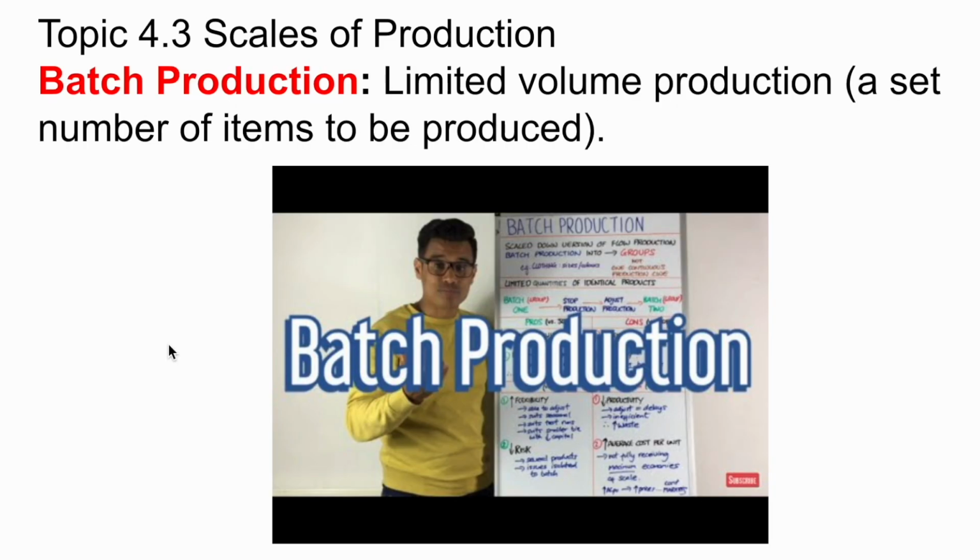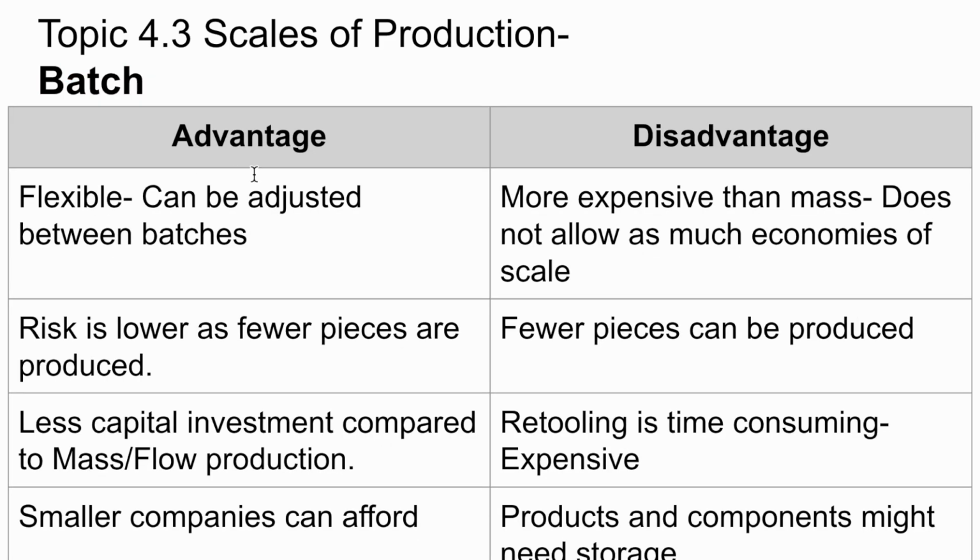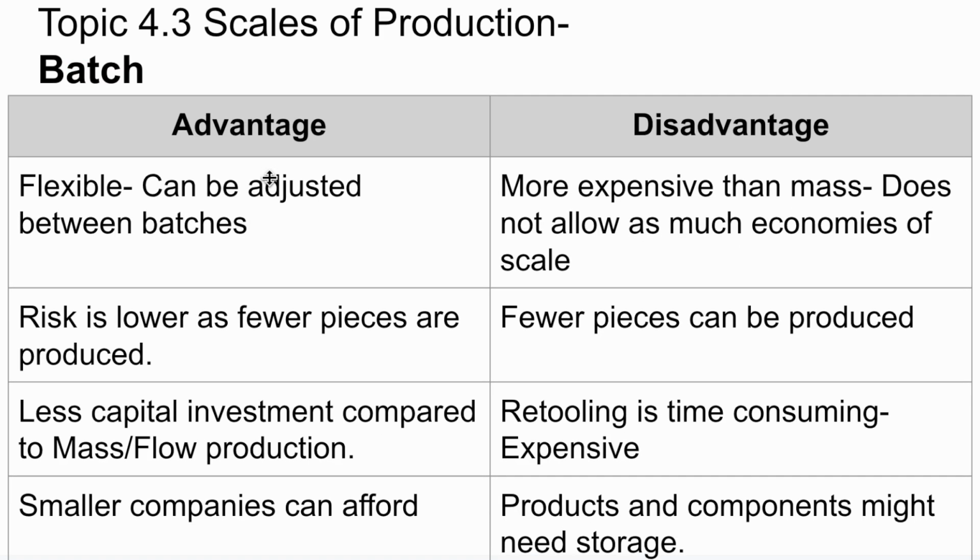Batch production is a limited volume. Again, watch this video, please. Here's some advantages and disadvantages of batch production. So some of the advantages are that it can be quite flexible because you can adjust between batches. There's lower risk of problems because you're producing fewer pieces. There's less capital investment as compared to, say, mass production, and smaller companies can afford to do things like batch production. Disadvantages, it's of course more expensive because it doesn't allow as much of the economies of scale as you get with mass production.